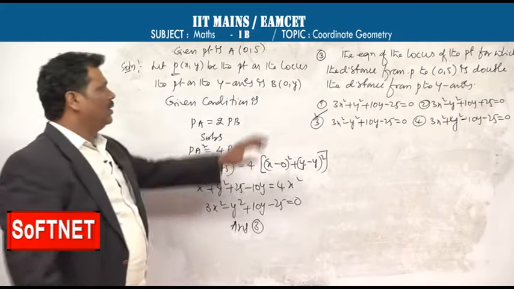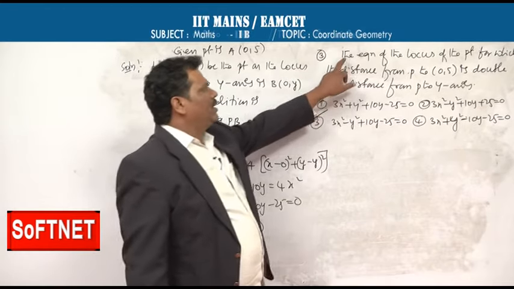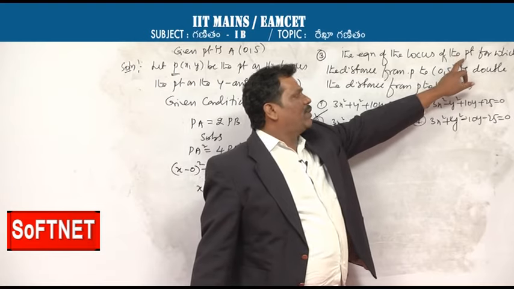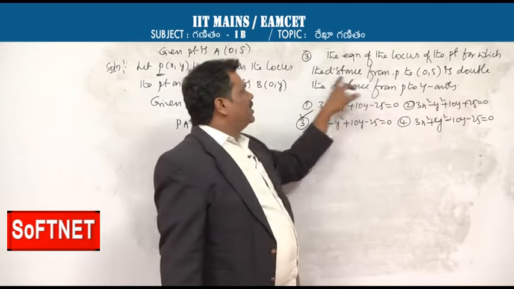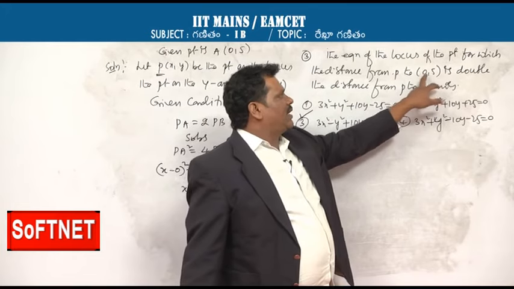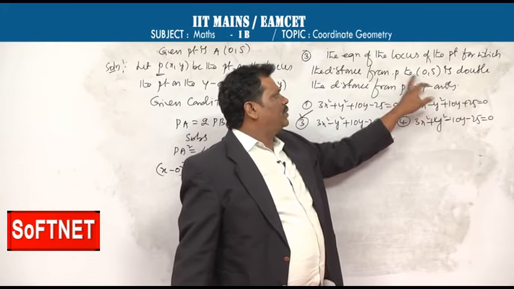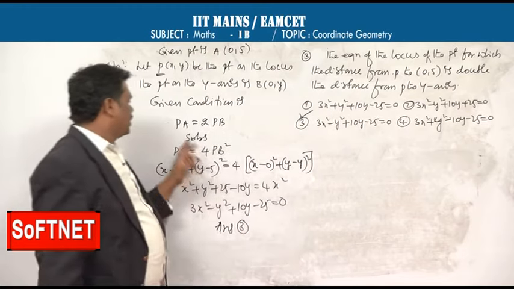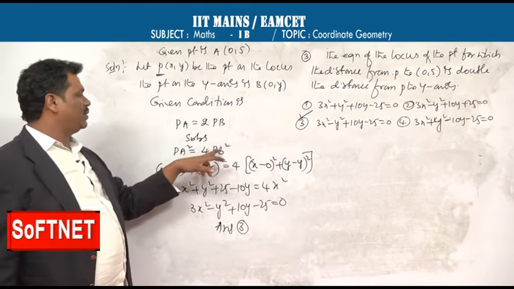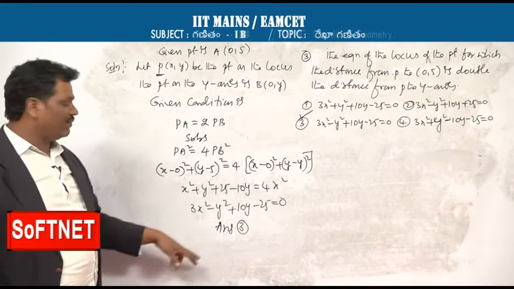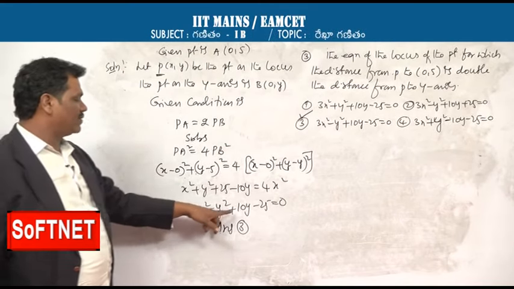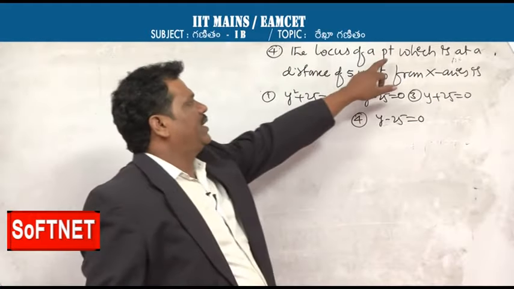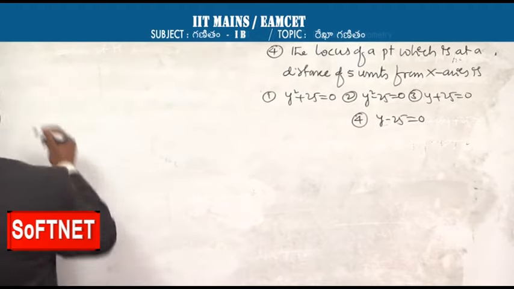All of you understand? Here the condition is very important. The equation of the locus of the point P: the distance from P to the point A is double. Given point is A. The distance P to A, PA, is double. PA equal to 2 into PB. Squaring on both sides, PA square equal to 4 into PB square. Applying the distance formula, we get 3x square minus y square plus 10y minus 25 equal to 0. Fourth one, the locus of a point. We are taking the locus of a point as P.